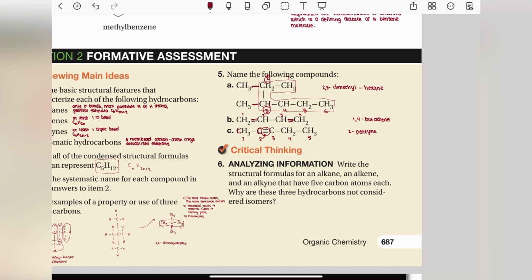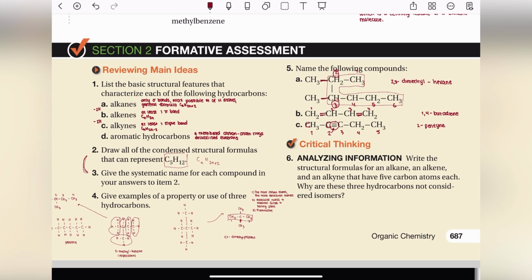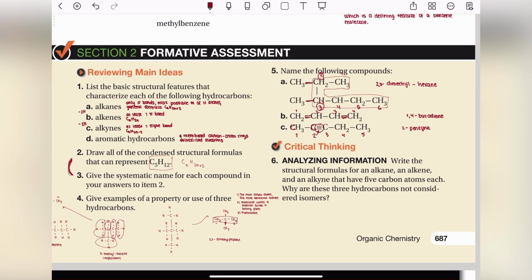Finally, number 6. Critical thinking, analyzing information. We have to write the structural formulas for an alkane, an alkene, and an alkyne that have 5 carbon atoms each. Why are these 3 hydrocarbons not considered isomers? So this reminds me of number 2 and 3, because again we're asked to write structural formulas with 5 carbon atoms, but this time we're not limited to alkanes. We have to write the structural formulas for all 3 types of hydrocarbons.